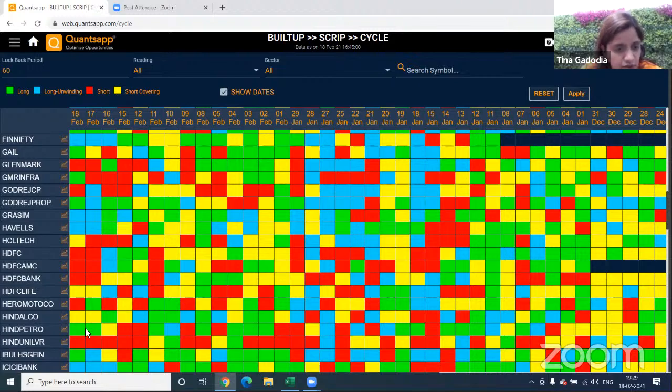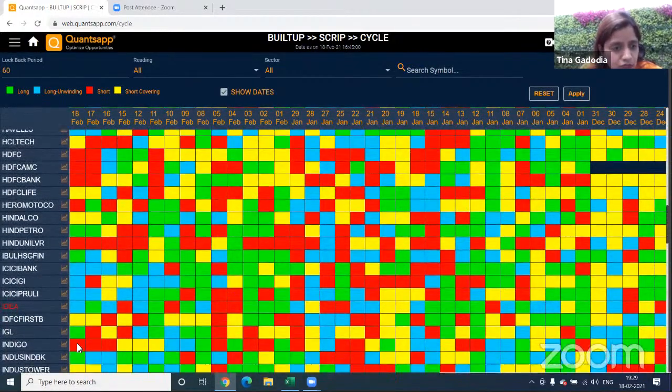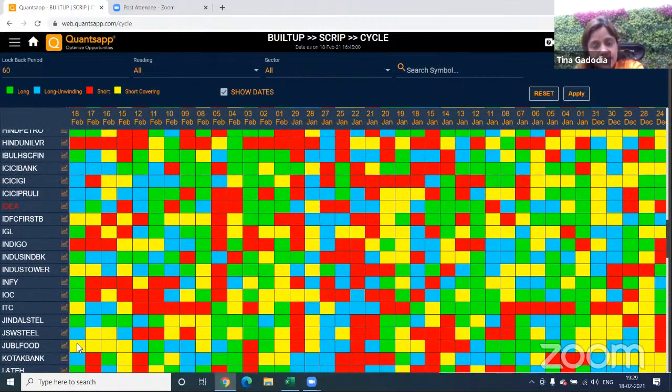HDFC Bank, we are seeing the shorts. Lever, consistently the shorts were there. So there's a confusion. The build-up cycle is still a lot of short, and option-wise it is not giving that conviction. So if there is a contradiction, avoid it.